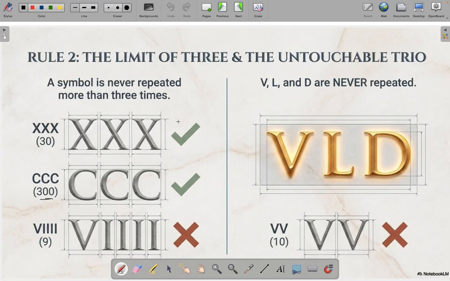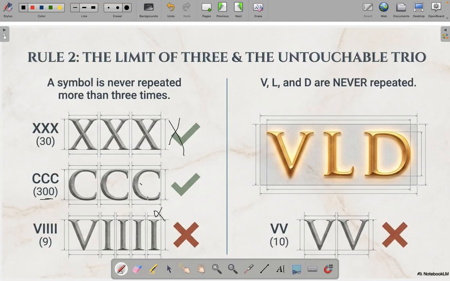You cannot repeat it to 4 times, so you cannot write 4 X's. If you have a symbol, you cannot repeat it more than 3 times. 3 times is the maximum you can repeat. So if you write X, X, X, this will become 30. If you write C, C, C, it will become 300. However, if you write I 4 times, this will be incorrect.